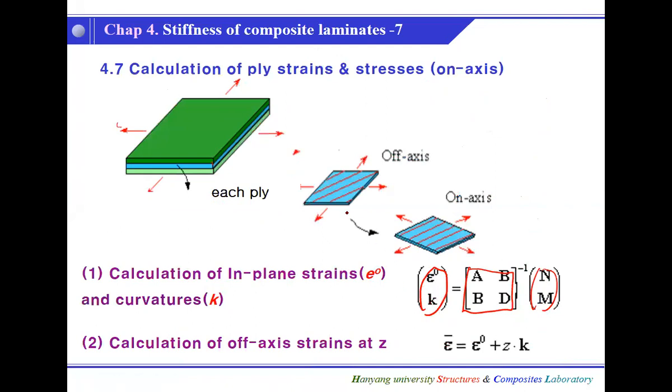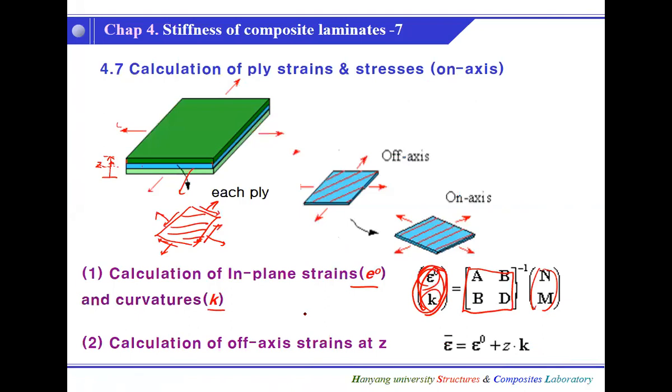Now, as I mentioned, what we would like to do is to get this, this is the mid-plane, and this is the Z, and this is Z. So we got the epsilon zero and curvature. And how do we get, let's take a look at this one. This is the ply's angle like that. And how much the strain? Okay, strain, and in this case will be just 3 strains. So given these 6 components of laminate in-plane strain and laminate curvature, how do we get the ply strain?